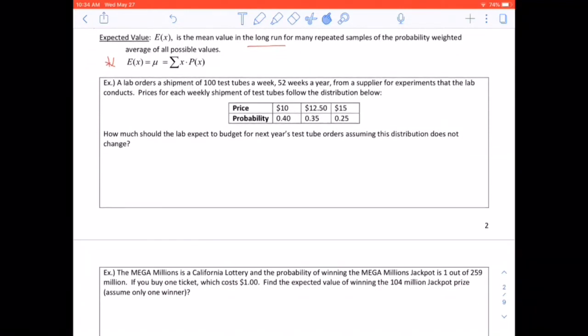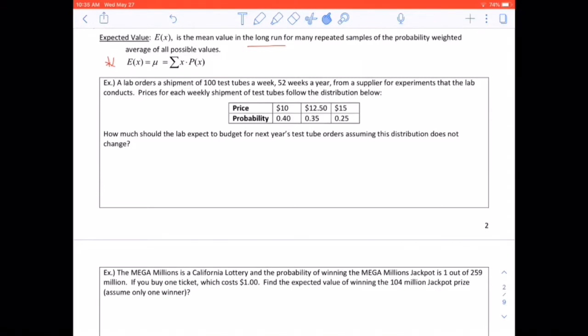So the first example that we have down here says a lab orders a shipment of 100 test tubes a week, 52 weeks a year, from a supplier for experiments that the lab conducts. Prices for each weekly shipment of test tubes follows a distribution set below. So if you notice, we have prices and probability. So the probability that it's going to be $10 is 40%, $12.50 is 35%, and $15 is 25%.